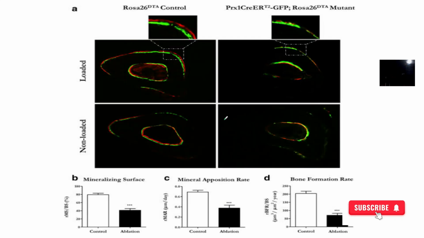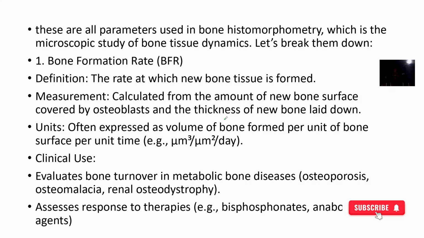For the first one, first of all, you should know that all those parameters are used in bone histomorphometry, which is a microscopic study of bone tissue dynamics. You are trying to see how things are going on in a bone. Do you understand? And of course, this forms the basis of studying fractures, why somebody has a weak bone, and all of that.